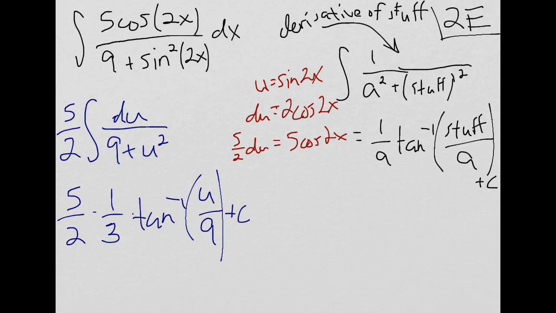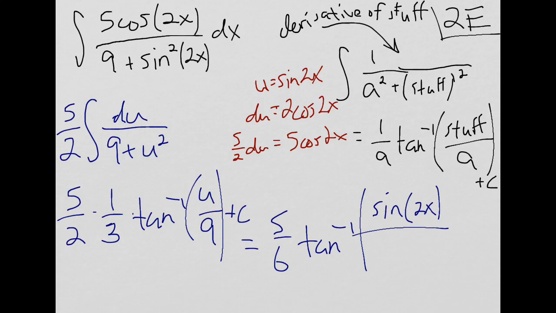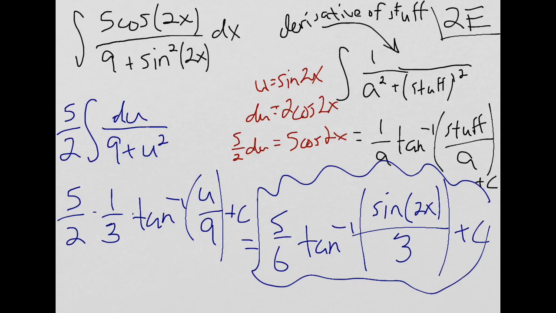Plus c, I'm going to sub my u in. That gives me 5 over 6 when I multiply those out. Tan inverse of, what was u? Because I got a u here, u is sine of 2x. Sine of 2x. Then I need to put it over my a value, which is 3. Plus c. Boom. Cool.